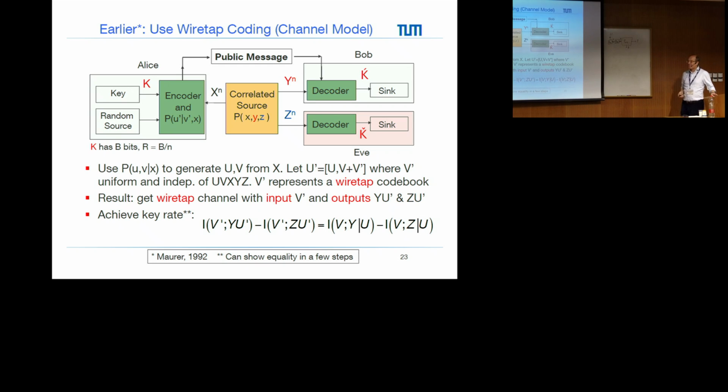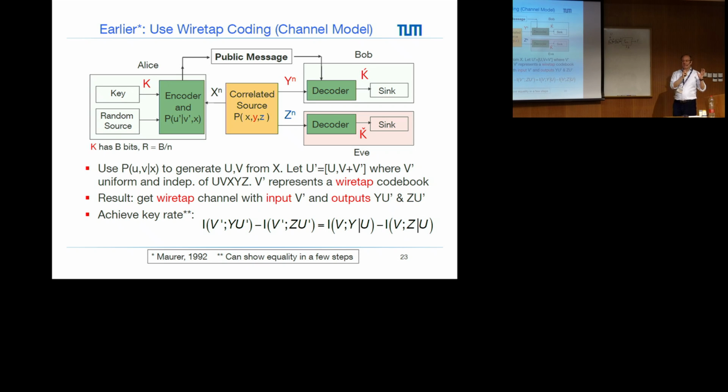And now V primed will represent a wiretap code book, because effectively what we're going to do is, by sending this U primed in public, we're effectively going to get a wiretap channel with input V primed and outputs YU primed and ZU primed. Okay, so that's the trick. And then it turns out if you write out the wiretap rate, it just takes a few steps to show, and the reason is because this here totally hides V, right? Because it's like a key, it's like a one-time pad, this is hiding V. You can show the equality here. So that was Uli's approach.